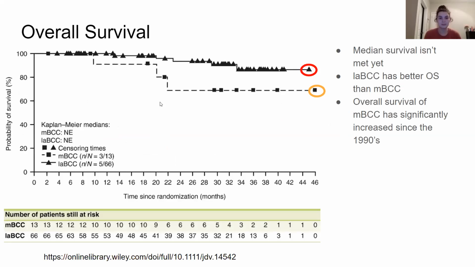And then overall survival. As of this graph, the median survival isn't met yet, which we would see right here at the 50% mark. And we do see the locally advanced patients had a better overall survival versus the metastatic patients. In an article I found, it mentioned that in metastatic patients, the overall survival has significantly increased since the 1990s. That's probably due to improvement in drug therapy. But that just shows that we've come a long way in that realm.